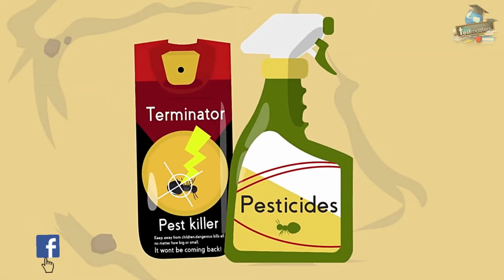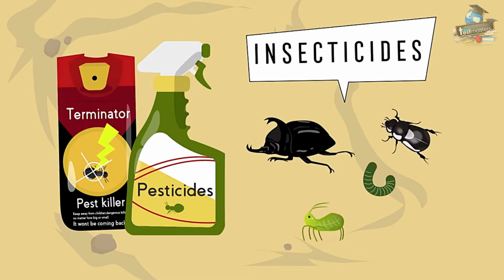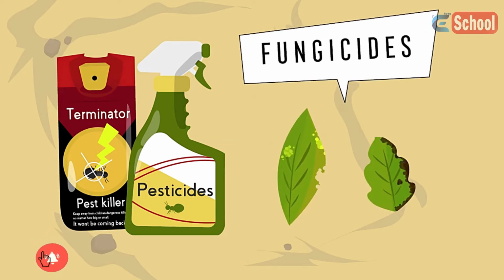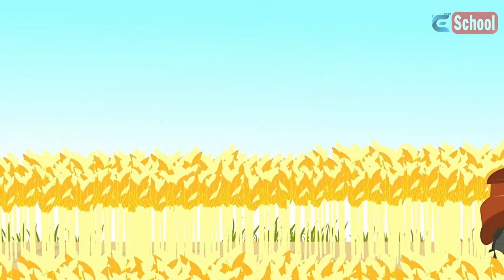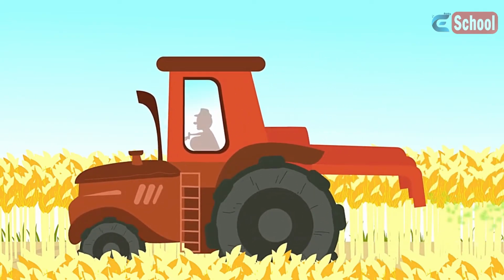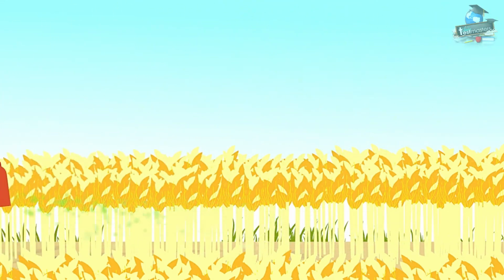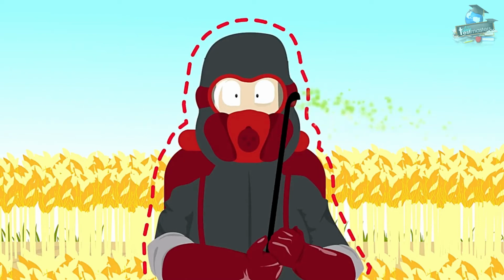Pesticides are natural or synthetic chemicals that are sprayed on crops. They include insecticides that control insects, fungicides that control fungi, and herbicides that control weeds, other plants that are not supposed to grow with the crop. Pesticides can be sprayed all over a field using industrial machinery like tractors or planes, or in specific areas by humans. Why do you think this person is wearing so much protection while spraying crops with pesticides?